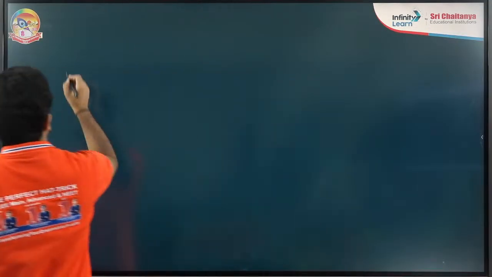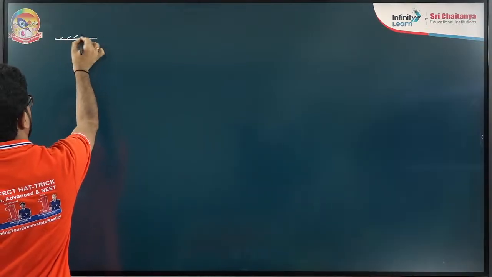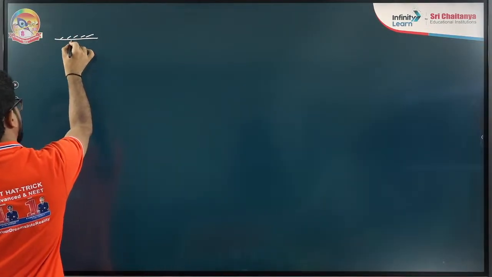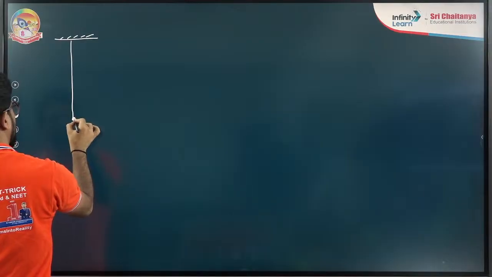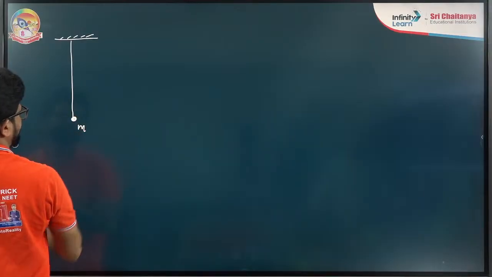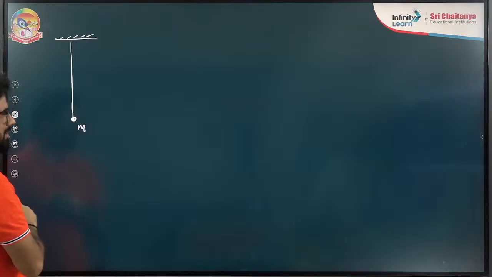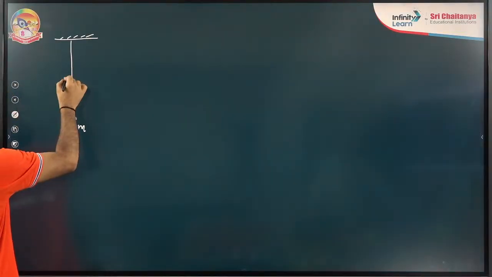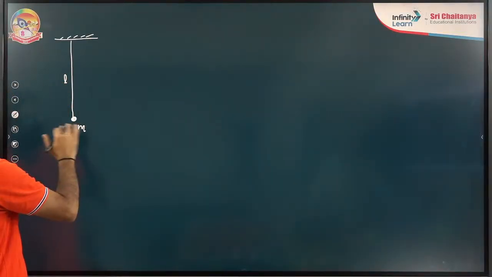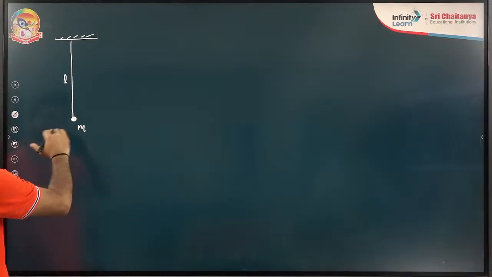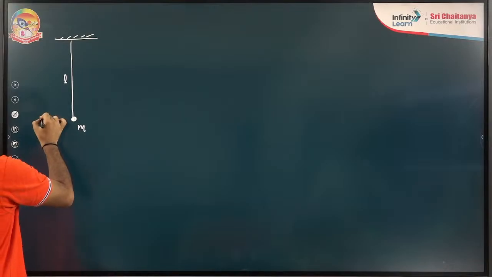This is a simple pendulum case. This mass is m. Now I am not putting any charge here. I am just putting mass m and length is L. So how to calculate the time period? We have to understand it.